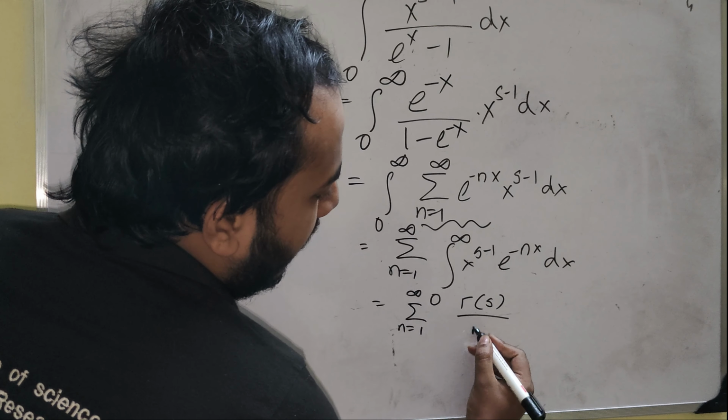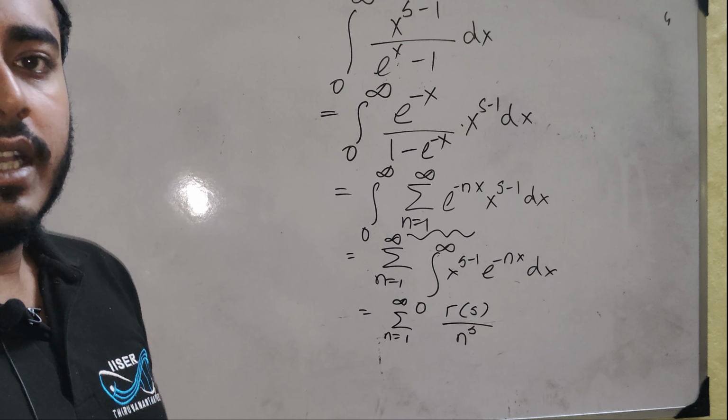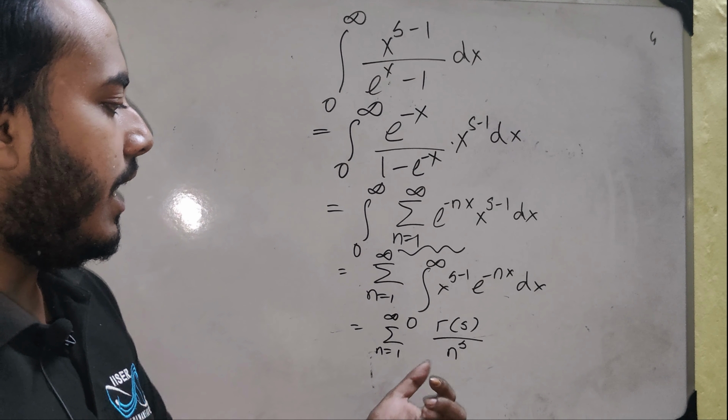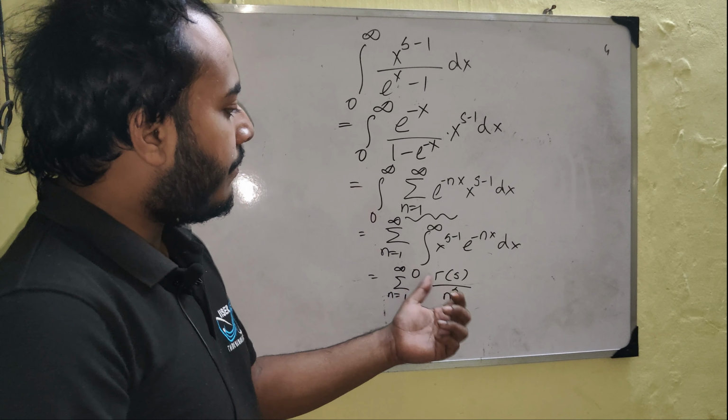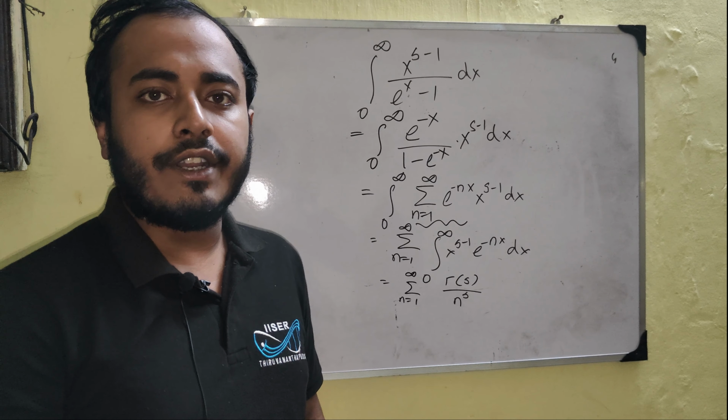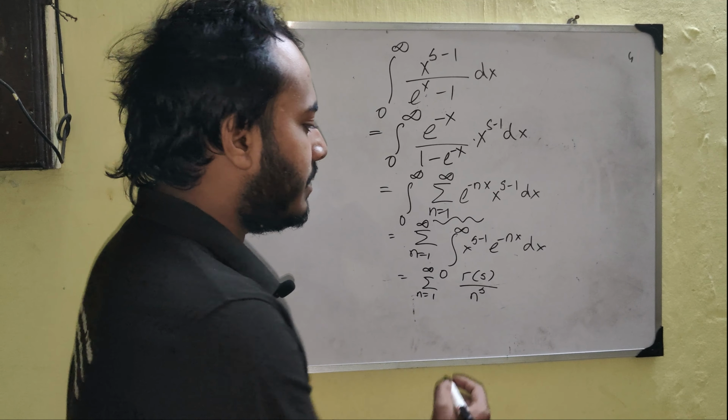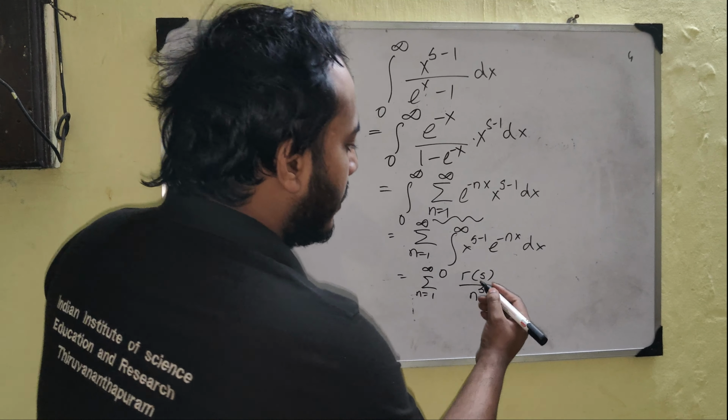And here you will have n to the power s. Now the summation index is n and not s. So gamma of s will remain as it is, and the sum from n equals 1 to infinity of 1 by n to the power s. This is the definition of the zeta function of argument s. So simply the answer becomes gamma of s into zeta of s.